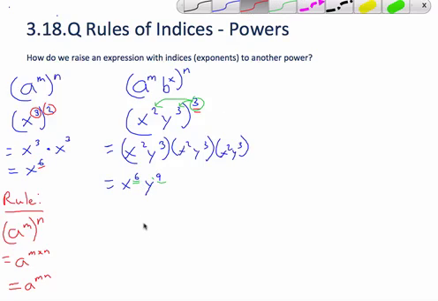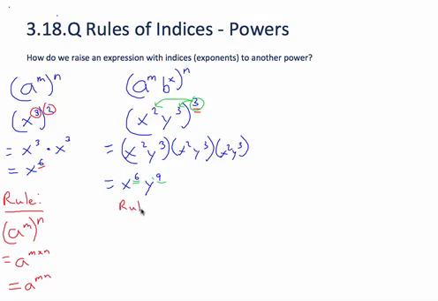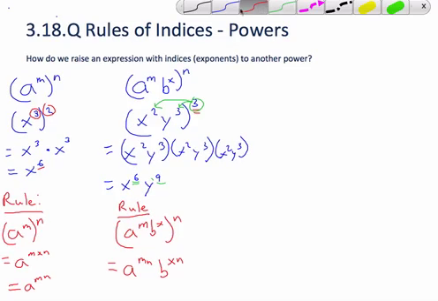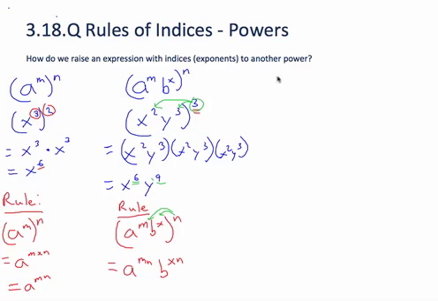Okay, so for our rule here, we could say that a to the power of m, b to the power of x, all to the power of n, equals a to the power of mn, b to the power of xn. Okay, that means just multiply the exponent by each of them, by each term that's being multiplied there.